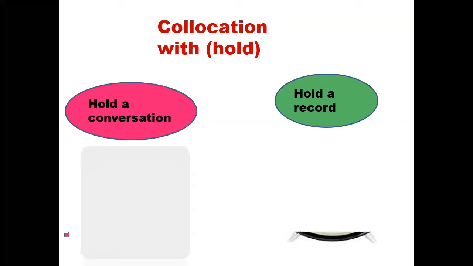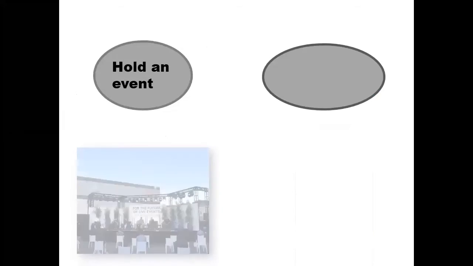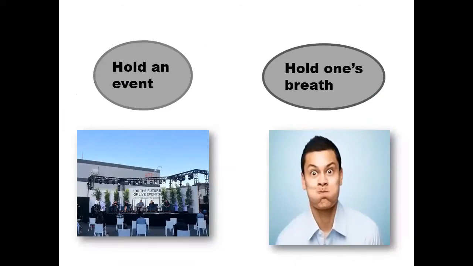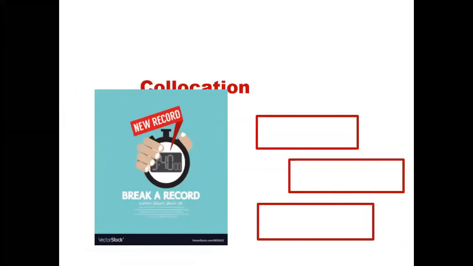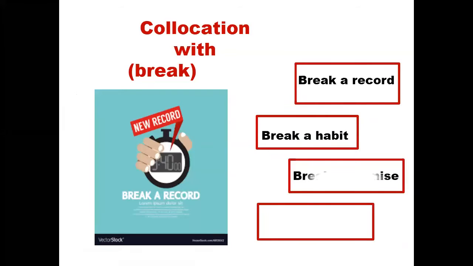Remember, the word record is common between hold, break, and set. Hold a record, to get the record. Hold an event, or hold one's breath, to stop breathing. Then we have the collocation with break: break a record, break a habit, break a promise, or break the rules.